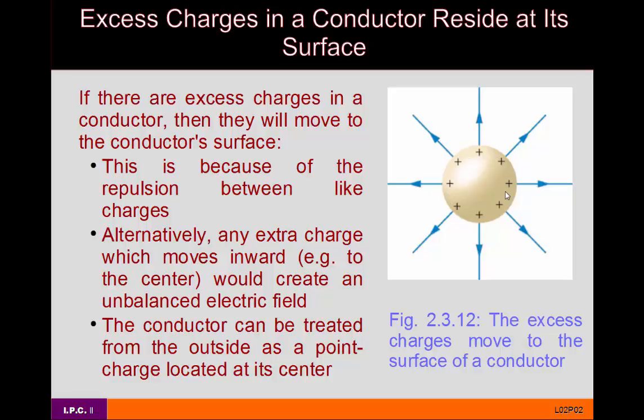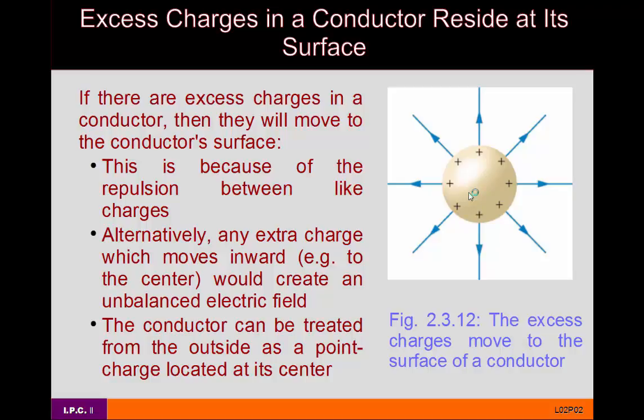And basically the charges will then rearrange themselves on the surface so that they are uniformly distributed, provided that there's no external electric field. Any extra charge that moves inward basically creates an imbalance in the electric field, and so therefore you no longer have a conductor which is at equilibrium.